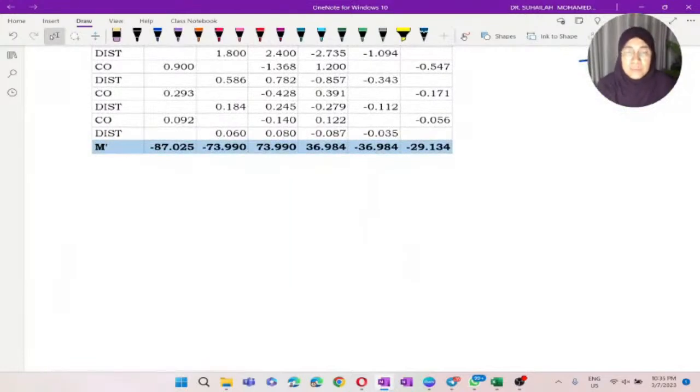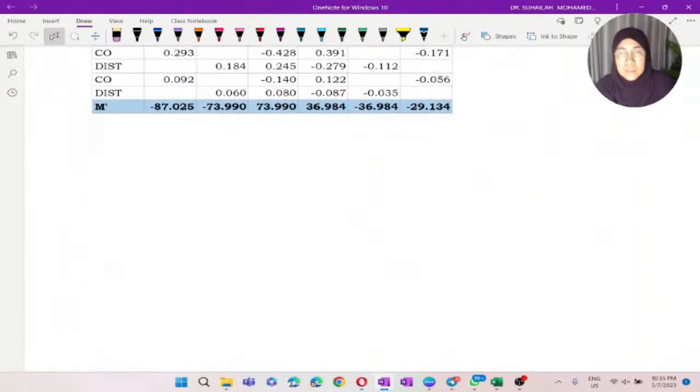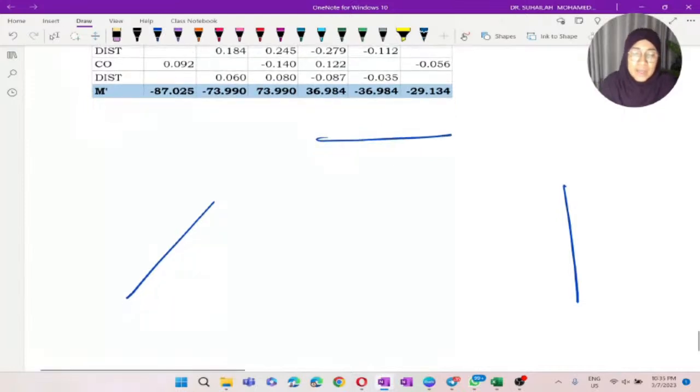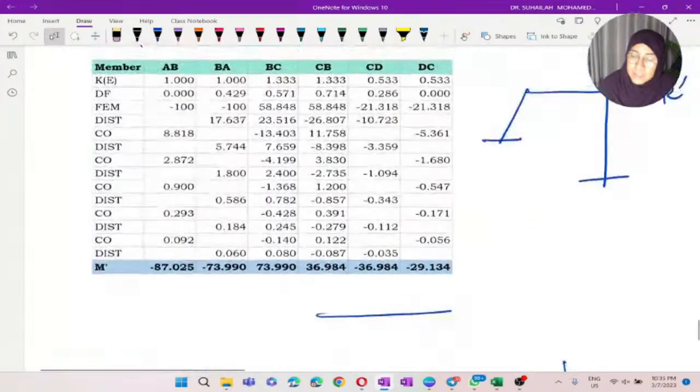Using these end moments, we will sketch the free body diagram for each member separately and put in all the internal forces. We draw it separately like this. Member AB has no UDL, it only has moment at joint B. This basically refers to this.